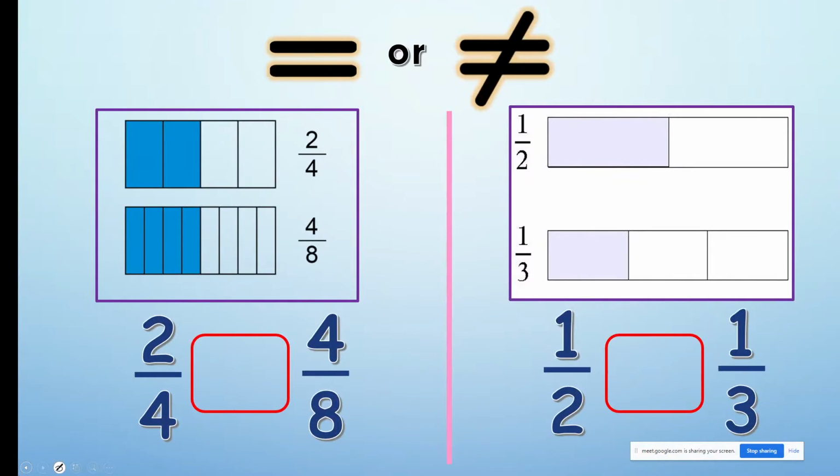Okay, next we have equal and unequal. Can you please turn off your mic? I will explain first. Turn off your microphone, everyone. Okay.